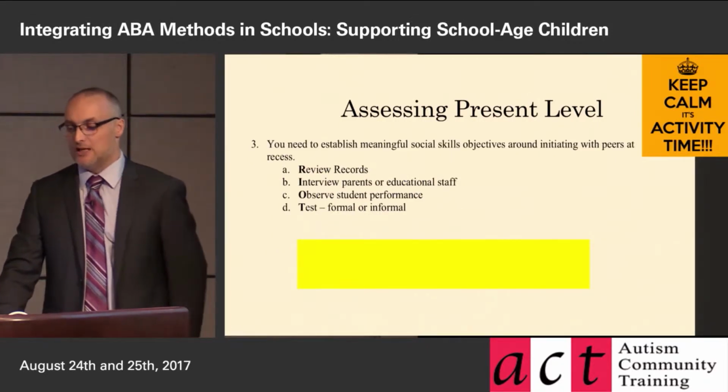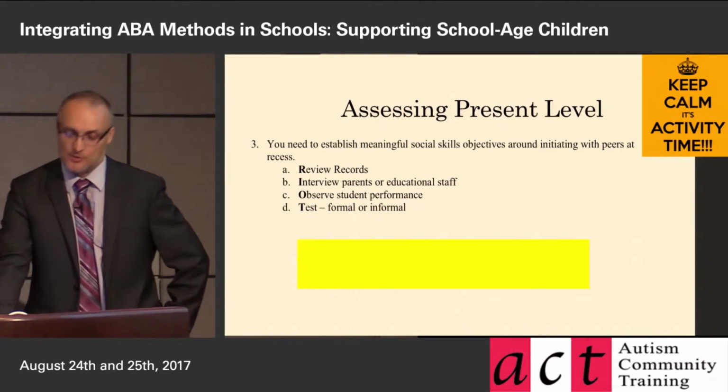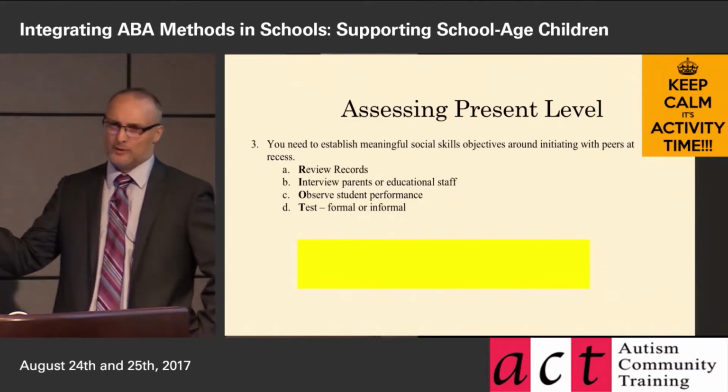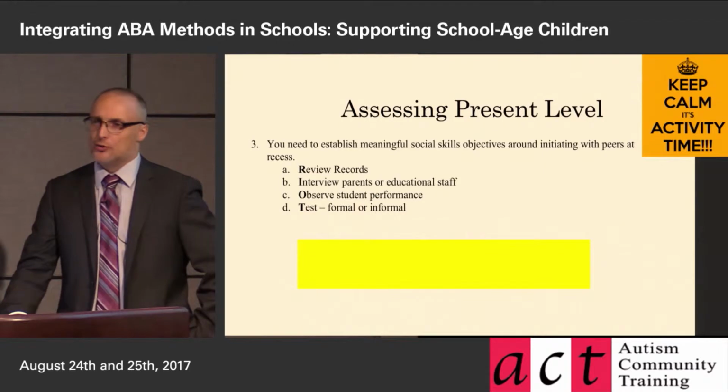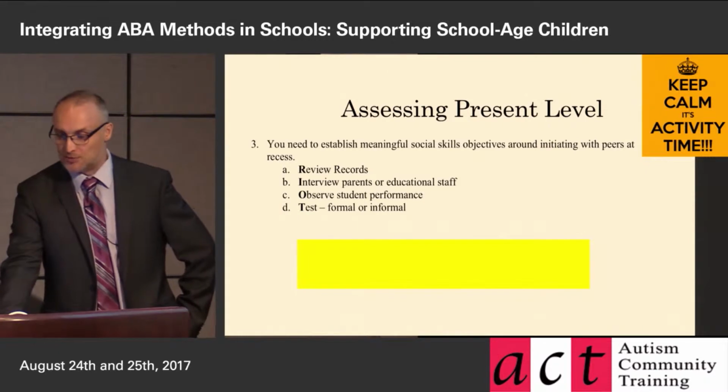You need to establish meaningful social skills objectives around initiating with peers at recess in elementary school. Is a review of records going to work? No, no one takes records of what's happening at recess. Could you interview people? There are staff out there, right? You can go talk to some of the staff and say, what's Johnny doing at recess? What do you see? Could you pay attention and report back to me after a few recess periods?